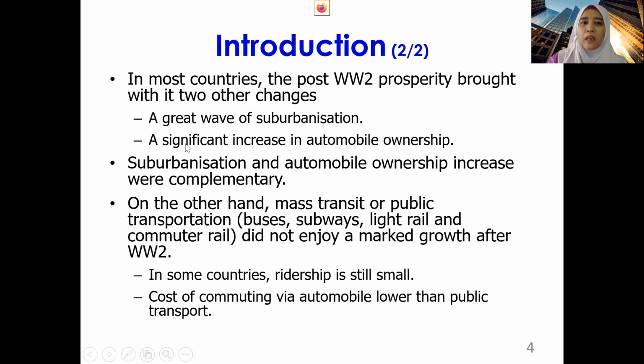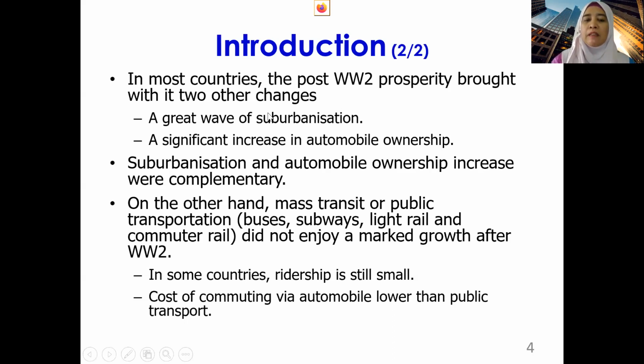And also another trend that was found after the World War II was a significant increase in automobile ownership. Due to, like I said just now, increased prosperity, increased household income, disposable income that allowed the households to purchase automobiles. Before, buying cars was outside their reach because of low income, because of no stable job. But after World War II, the prosperity allowed them this opportunity to buy their own cars. So we had two trends. One, suburbanization. Number two is increase in automobile ownership. Now, these two trends can be described as complementary. They fit into each other.